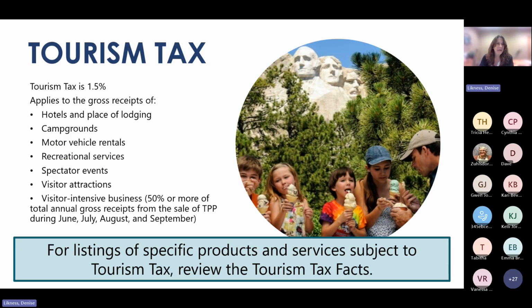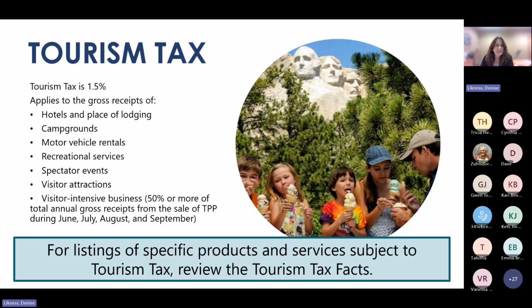Tourism tax in South Dakota is 1.5%. It applies to hotels, places of lodging, campgrounds, motor vehicle rentals, recreational services, spectator events, visitor attractions, and visitor intensive businesses. One thing I will state with the tourism tax: if there is a restaurant in a hotel or at a campground, like a bar and grill or anything like that, the tourism tax does not apply to those. It would just be the campground, if it's in a campground, or the hotel stay.